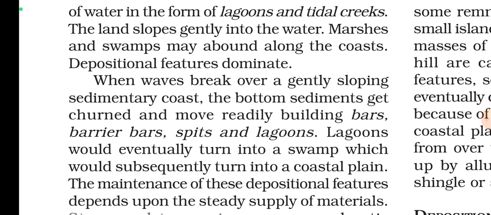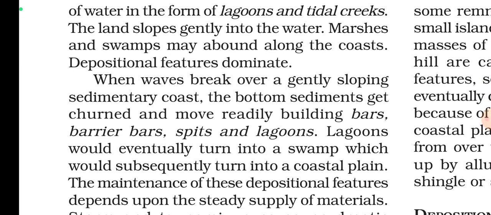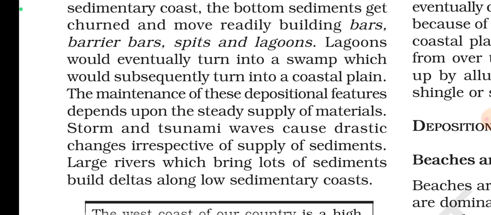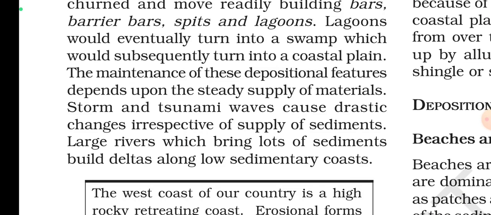Marshes and swamps may abound along the coast. Depositional features dominate. So when waves break over a gently sloping sedimentary coast, the bottom sediments get churned and move readily, building bars, barrier bars, spits and lagoons. Lagoons would eventually turn into a swamp, which would subsequently turn into a coastal plain.